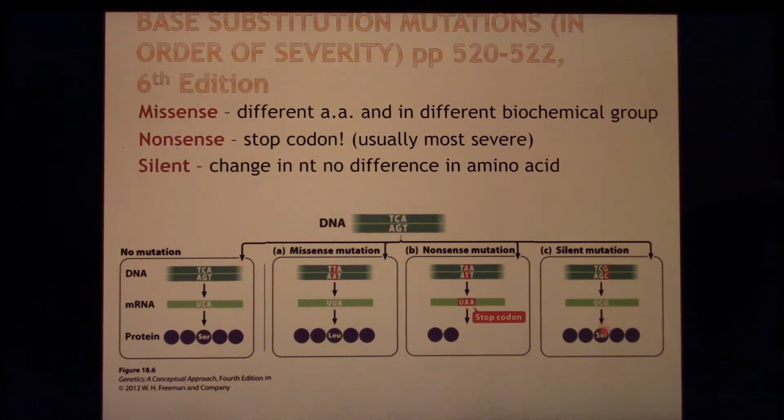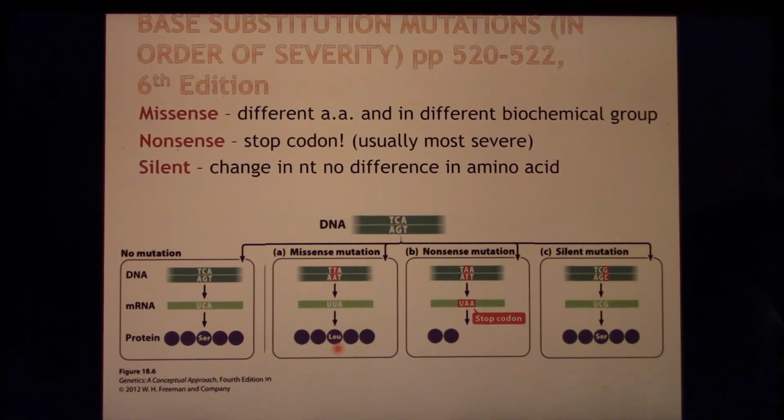For a silent mutation, you still get a serine. For a nonsense mutation, you get a stop codon. For a missense mutation, we got a leucine instead of a serine, and they're in different biochemical groups. Serine is a polar amino acid, and leucine is a nonpolar amino acid. And so this is why you guys need to know the biochemical groups.